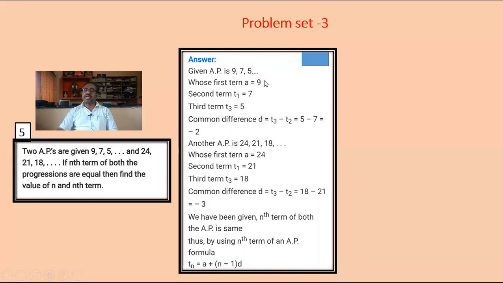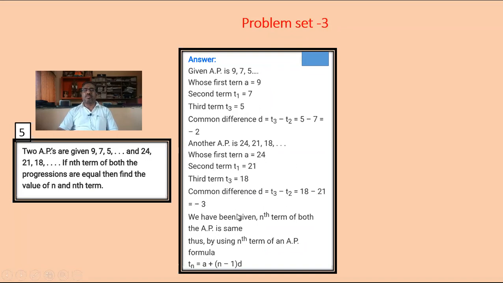a is equal to 9 for the first arithmetic progression. Similarly, the given second arithmetic progression is 24, 21, 18, and so on. First term a is equal to 24. Second term t2 is equal to 21. Third term t3 is equal to 18. Then you get the common difference t3 minus t2, 18 minus 21, is equal to minus 3. For the second arithmetic progression, a is equal to 24 and d is equal to minus 3.